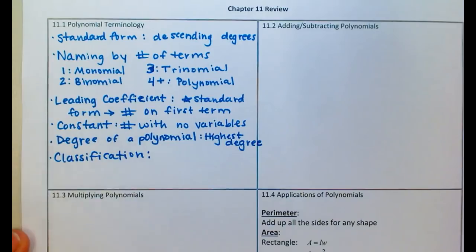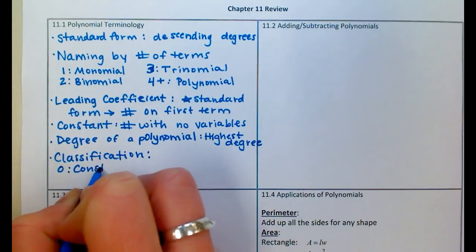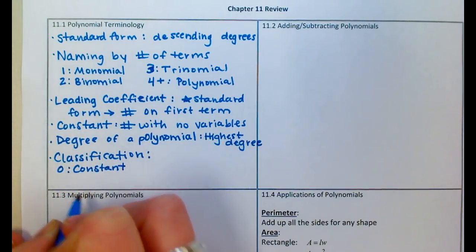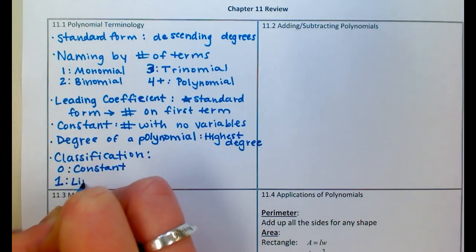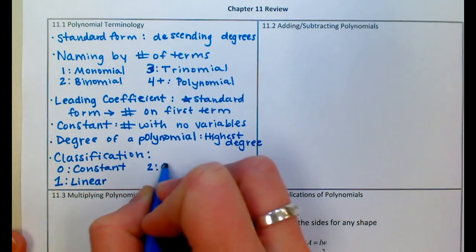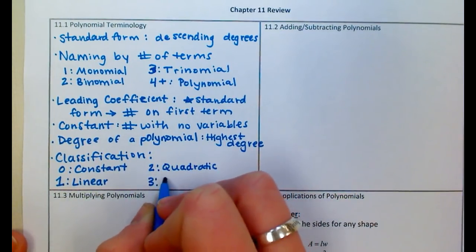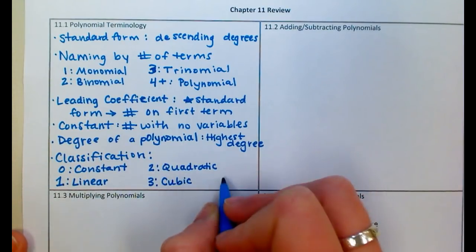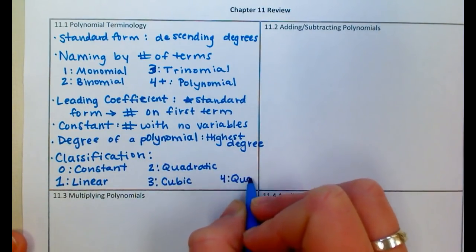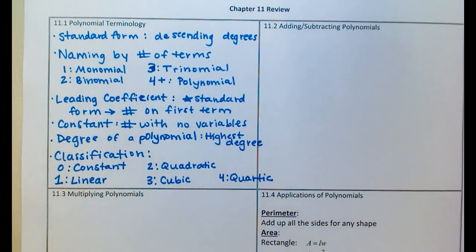If the highest degree of the polynomial was 0, this was classified as a constant. If the highest degree was 1, we classified this as linear. If the highest degree is 2, this was our quadratic. If the highest degree is 3, it was called a cubic. And if the highest degree is 4, we called this a quartic. After that, we just called it a 5th degree polynomial, and so on and so forth. If you need refreshing on all this polynomial terminology, refer back to 11.1.